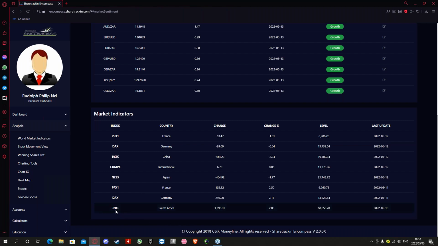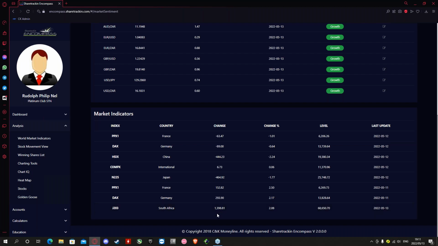Okay, so we'll show you the code for each and every index, the country it's listed in, and the change, if it's positive or negative. So in this case, this is a positive. The JSE actually went up for today, 1,398 points. So this also works on a point structure.